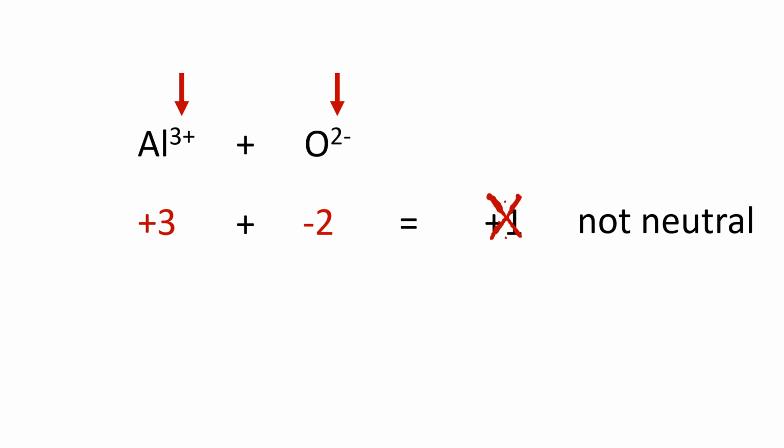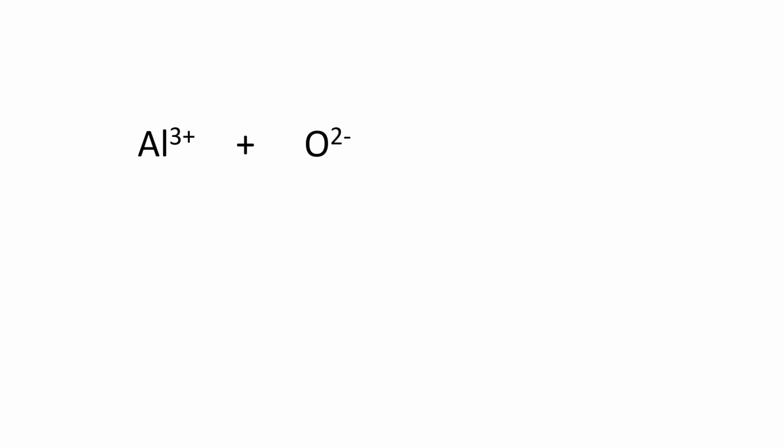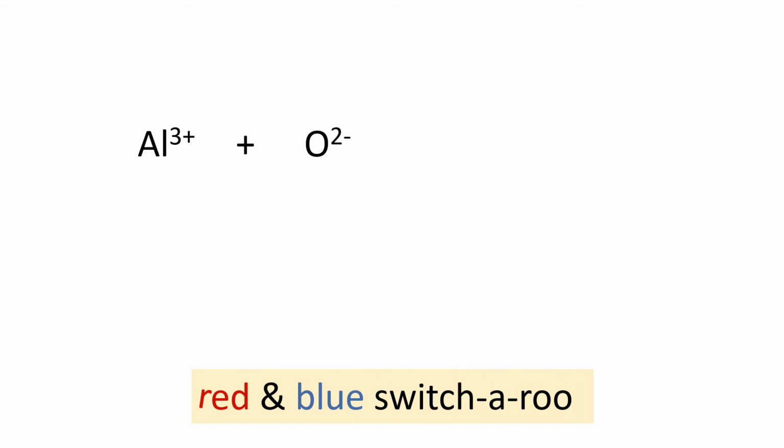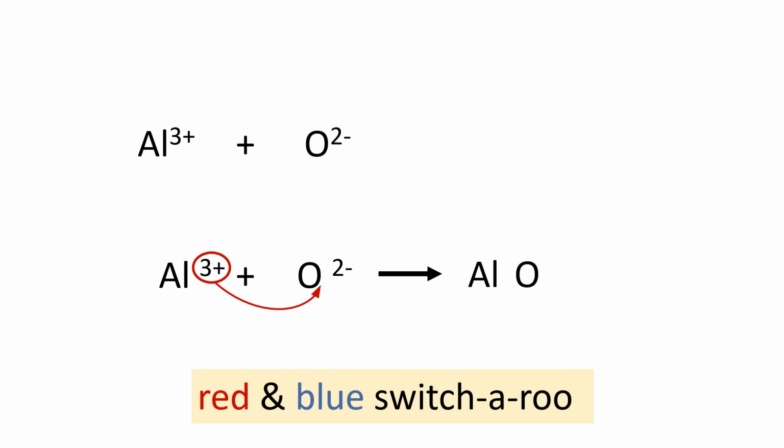Now, do we want to go through all the steps of doing the math and multiplying charges by some sort of coefficient? I know I don't. So let's do something simpler. Hey, I know, let's do the old red and blue switcheroo. Let's bring in an equation. If we take the magnitude of the charge on our aluminum and drop that in the subscript of our oxygen, it's going to look like that.